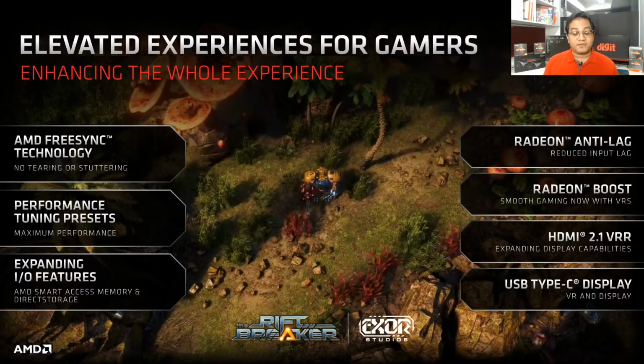Then there are performance presets which can be applied on the fly to get a little extra boost in video games. And then we have two more prominent features, that is Radeon Anti-Lag and Radeon Boost. We're going to go into a little more detail with those in the next slide.